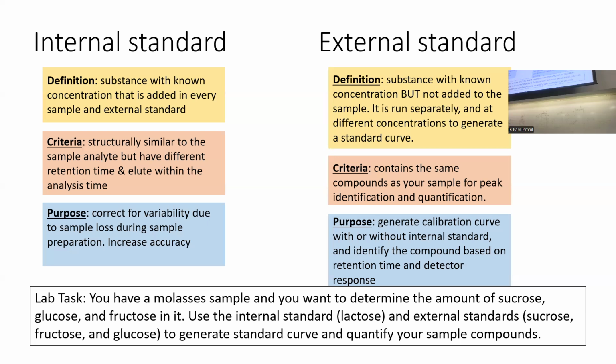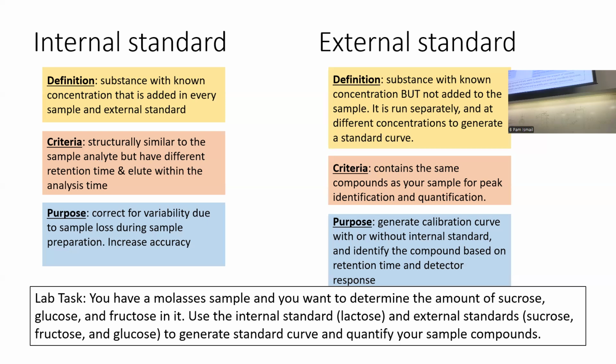So your internal standard should be added at the exact same concentration. You can control that concentration. It should be structurally similar to glucose, fructose, and sucrose, whatever you're analyzing, so that it shows up in your chromatogram. If it's too different, it won't be separated using your stationary phase and mobile phase. So be structurally similar, but it should not co-elute, should not come out with any of your sample components.